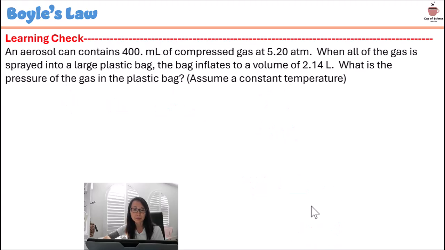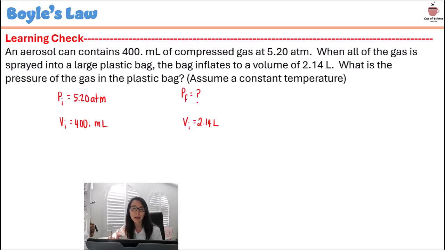Let's do another one. Aerosol can contains 400 mL of compressed gas at 5.20 atm. When all of the gas is sprayed into a large plastic bag, the bag inflates to the volume of 2.14 liters. What is the pressure of gas in the plastic bag? So again, I like to set up the pressures and the volumes, initial and the final one, before I attack this problem. So why don't you try setting this up and come back and check the key.